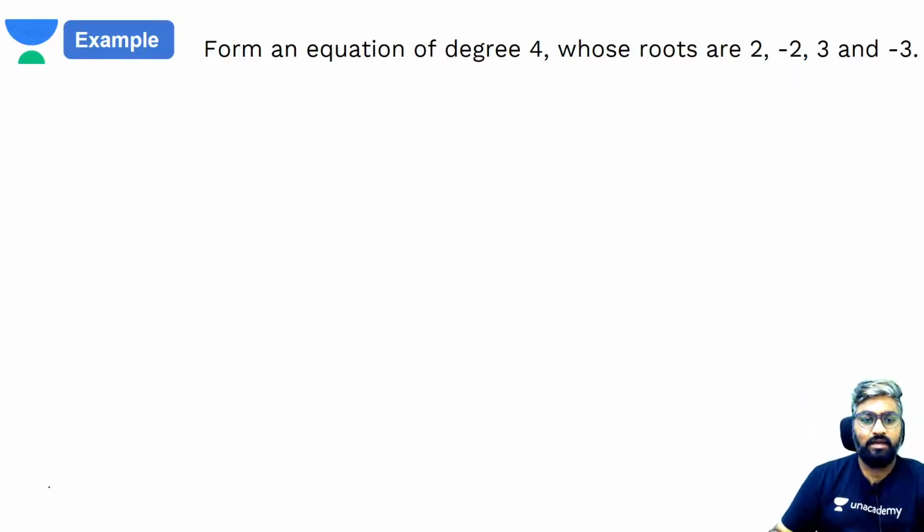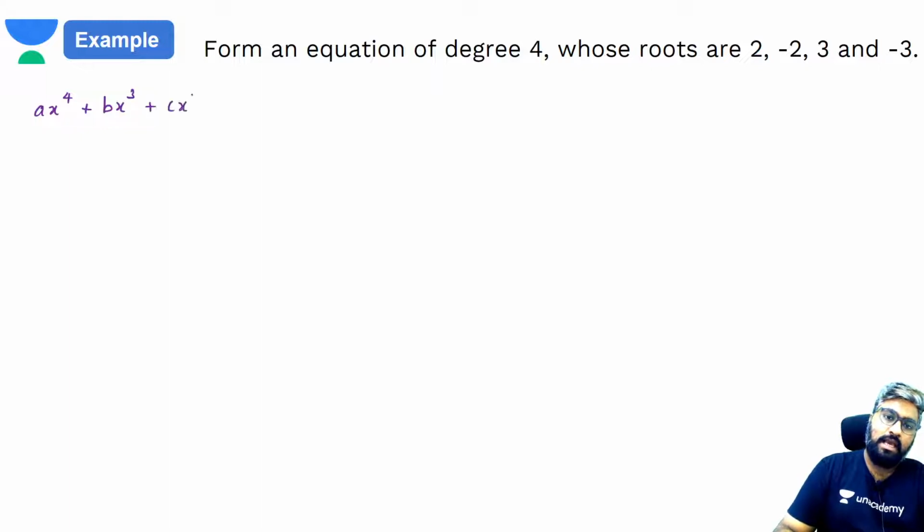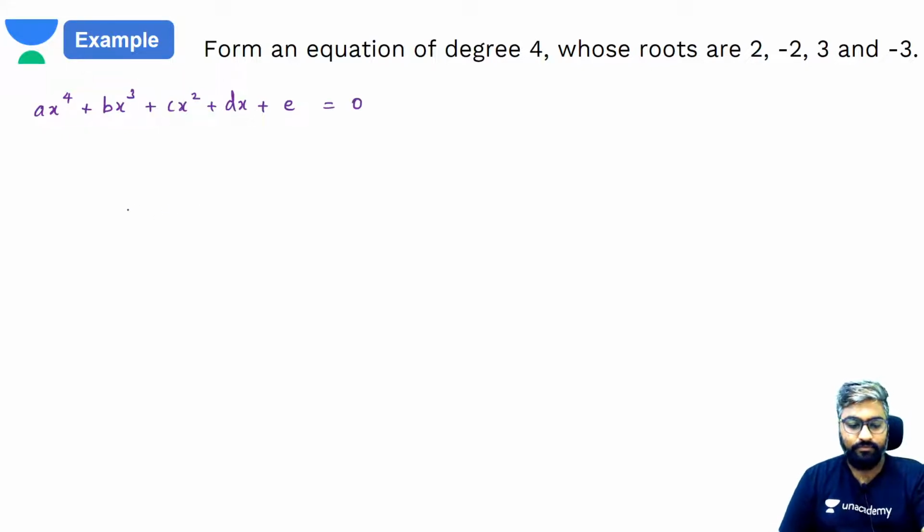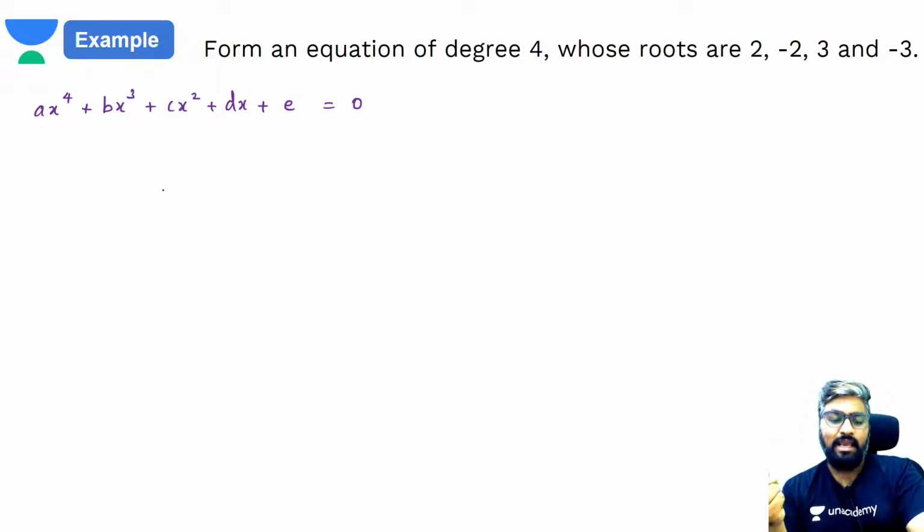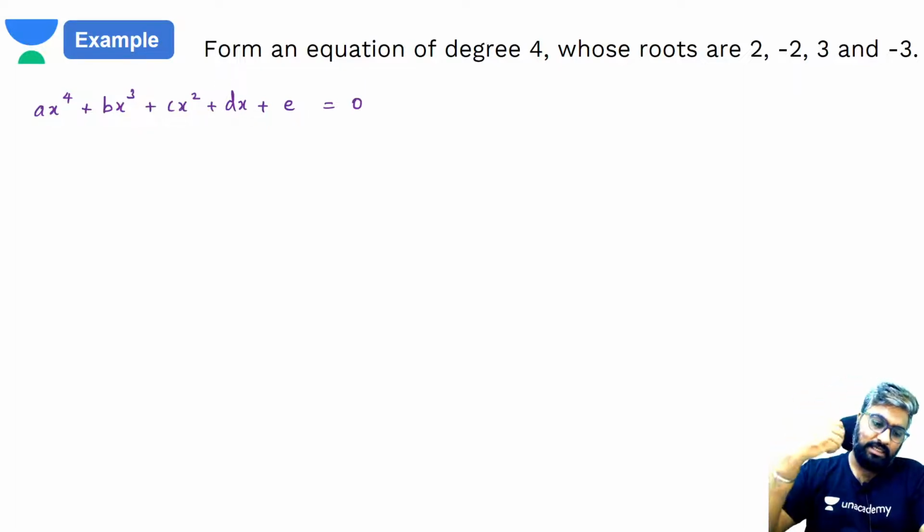I'll write down the standard form. Ax power 4 plus bx cube plus cx square plus dx plus e equal to 0. This is your standard form. First step, divide by a. Second step, assign the signs. And then go for finding out the sum of the roots, taken 1 at a time, 2 at a time, 3 at a time, 4 at a time.